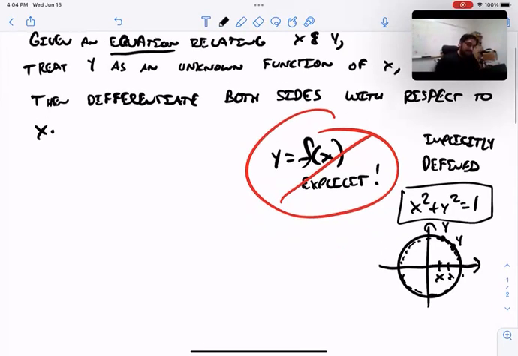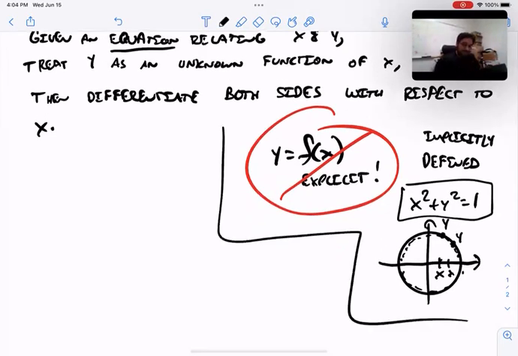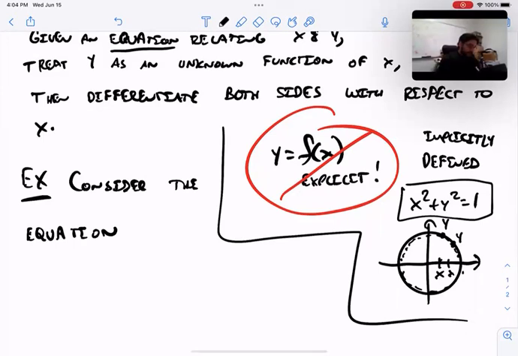For example, so this is not really part of the example. These are just comments on what's explicit versus implicit, right? But for example, let's look at an equation that relates x and y. So I want to consider the equation x plus y plus 2xy equals x squared plus y squared, right?